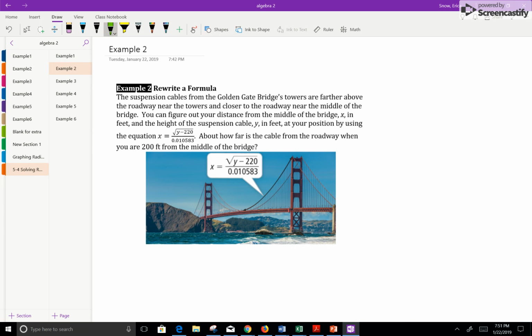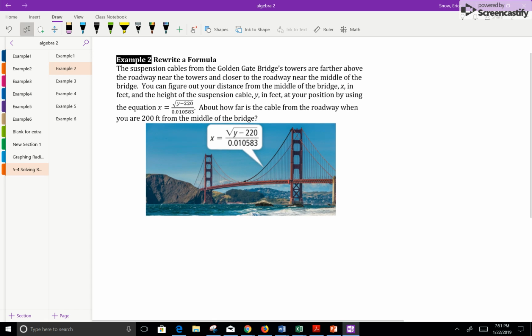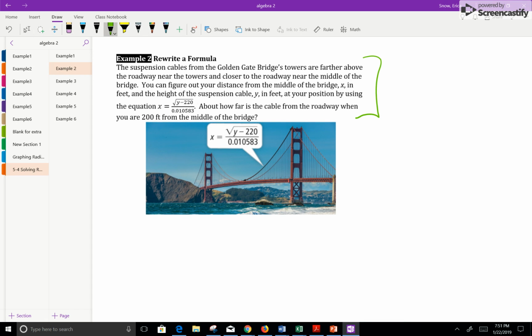This looks like a really complicated problem. I'm going to tell you a secret. When you're looking at a word problem that has 3,000 words in it, like this one does, see if they give you an equation. This one already gives us an equation, yay. And then it tells us that y is the height of the suspension cable. That's a hard word to say. And x is your distance from the middle of the bridge. So then that's all we need to know. Who cares what we're talking about when it comes to the Golden Gate Bridge?